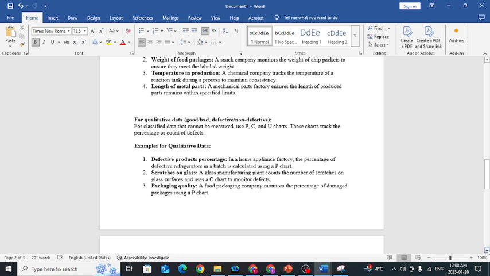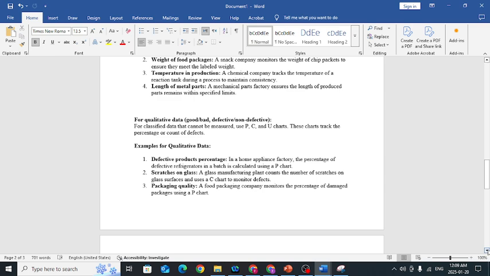The next one is the scratches on the glass. A glass manufacturing plant counts the number of scratches on glass surfaces and uses a C chart to monitor defects, because it's not measurable. So they should use qualitative data for this.